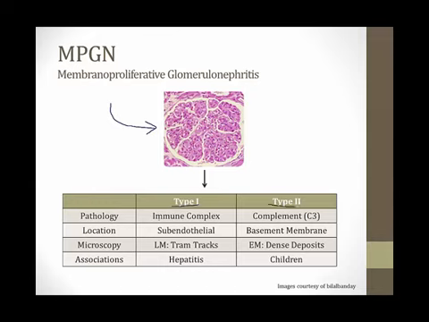Type 1 involves immune complex deposition in the subendothelial layer. This leads to splitting of the basement membrane and the appearance of tram tracks on light microscopy. And then finally, type 1 is associated with hepatitis B and C.